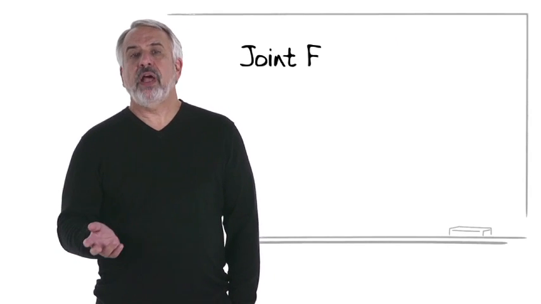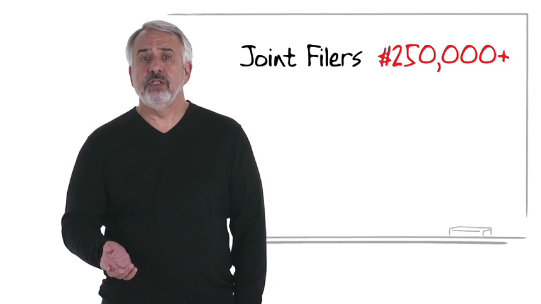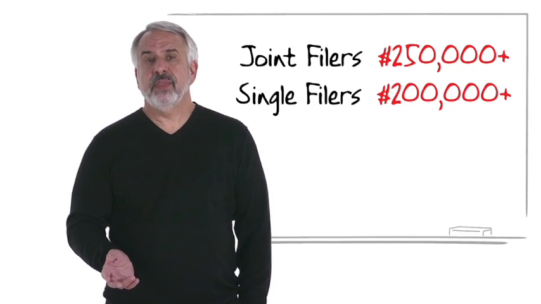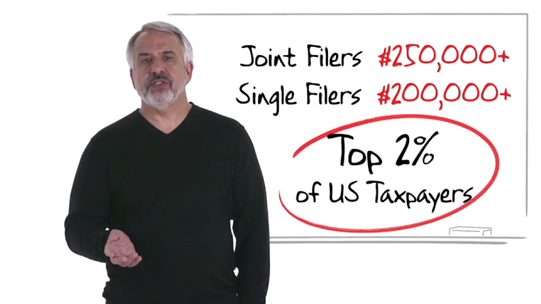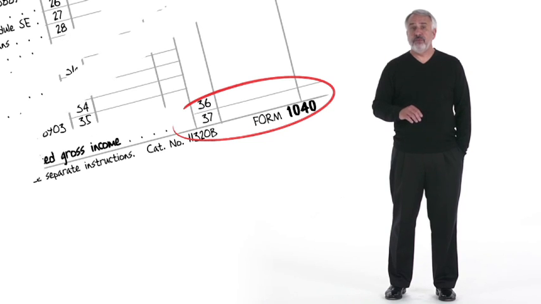First of all, most taxpayers will never have to pay the tax. It applies to joint filers with an adjusted gross income of more than $250,000 or single filers with adjusted gross income of $200,000. That represents only the top 2% of U.S. taxpayers. Unfortunately, these thresholds are not indexed for inflation, so over time, more and more taxpayers will become subject to the tax. Adjusted gross income is the number at the bottom of the front page of the Form 1040.